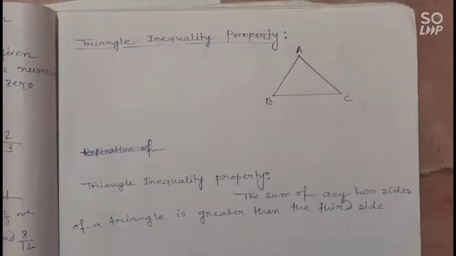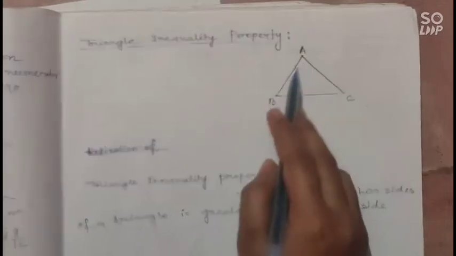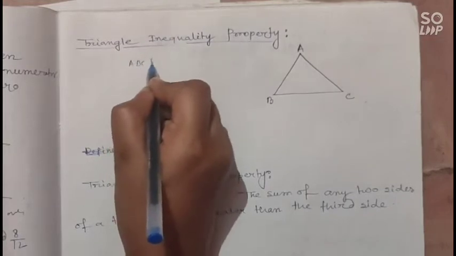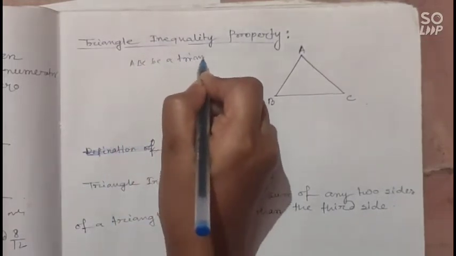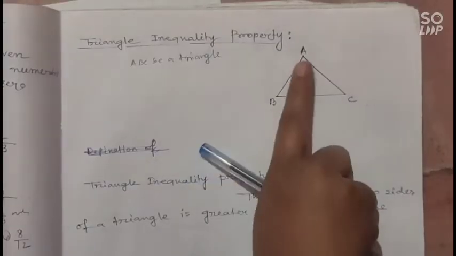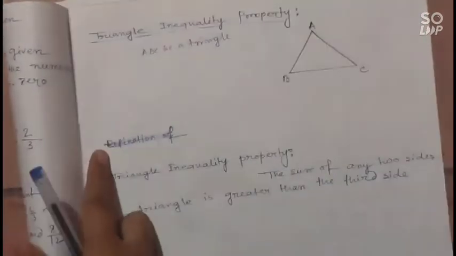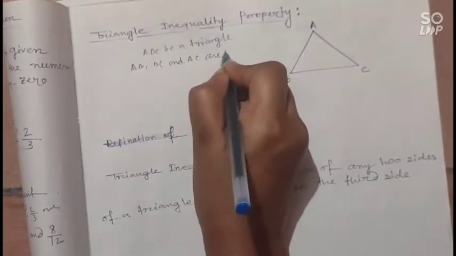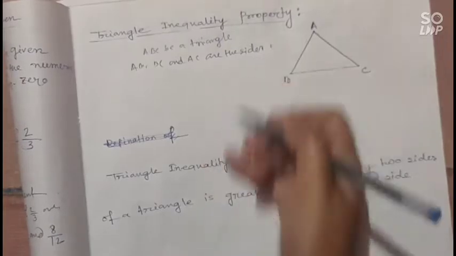So today we are going to learn another important property of a triangle: the triangle inequality property. Before starting this property, we will know something about a triangle. Suppose ABC is a triangle. How many sides does this triangle have? 1, 2, 3. So AB, BC and AC are the sides of this triangle.